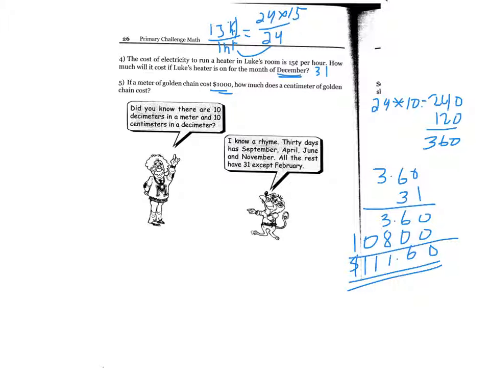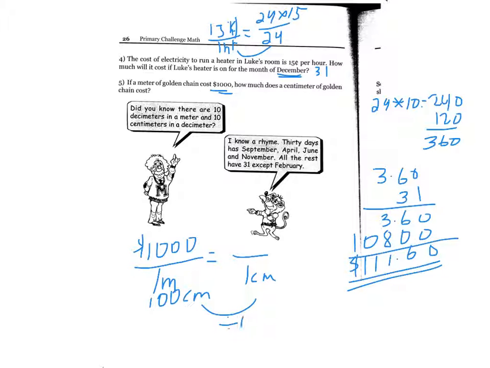A gold chain costs $1,000. So if we have $1,000 for 1 meter, okay, 1 meter is 100 centimeters. And we want to know what does it cost for 1 centimeter. So it's a divide by 100 relationship. So we're going to divide 1,000 by 100. That gives us 10. Okay, so a centimeter would cost $10.